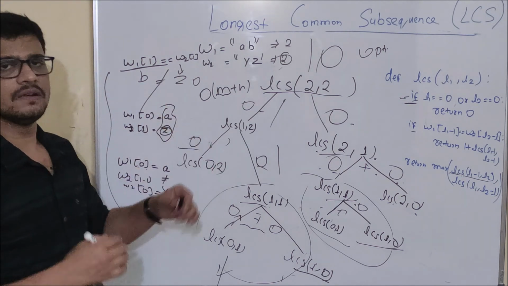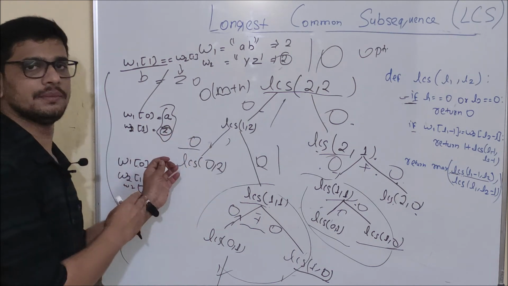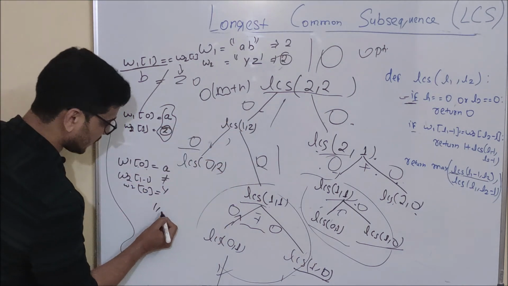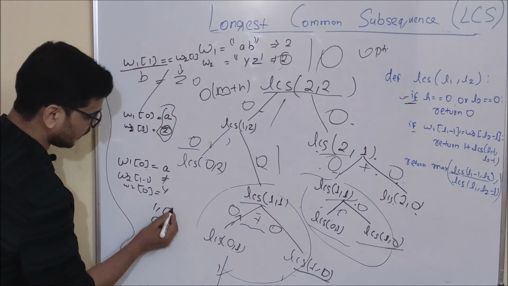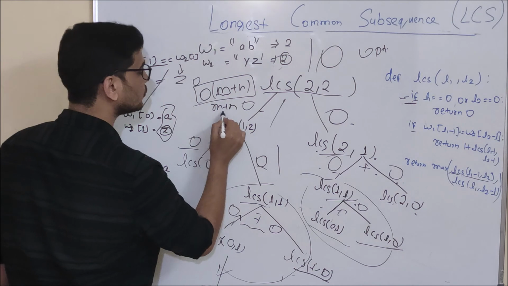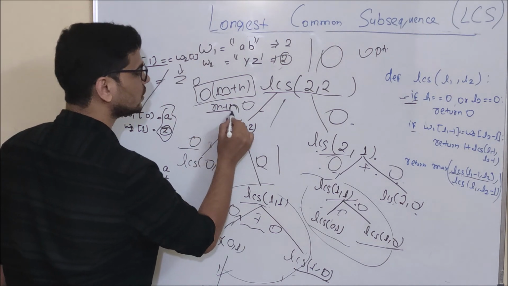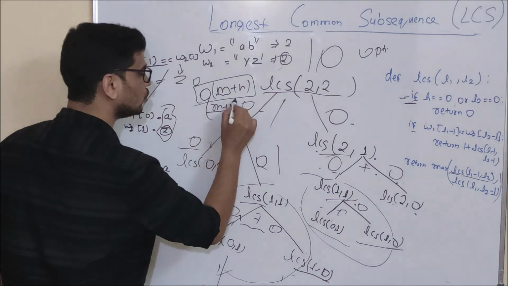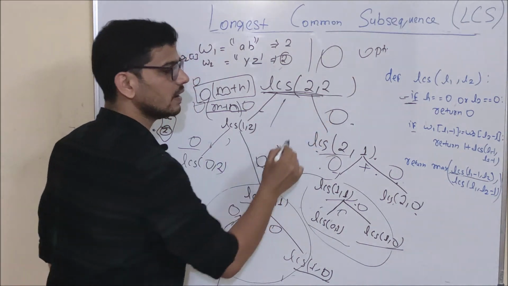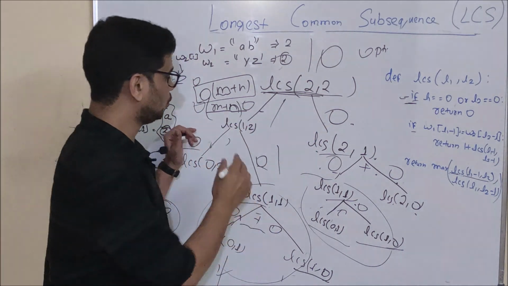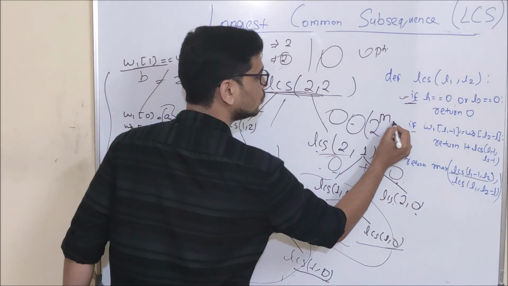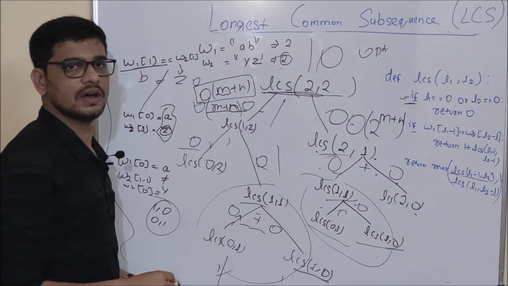Why is it so? See, in the worst case what will happen? The first time L1 will decrease by 1 and the second time L2 will decrease by 1. So basically my worst case will be either 1 0 or 0 1. So total tree height can reach up to m plus n, where m is the length of the first string and n is the length of the second string. So this is the order of height. And as you can see here, at every level one function is making two more function calls. So basically our program will be of order of 2 to the power m plus n. So this is all I have for this video.